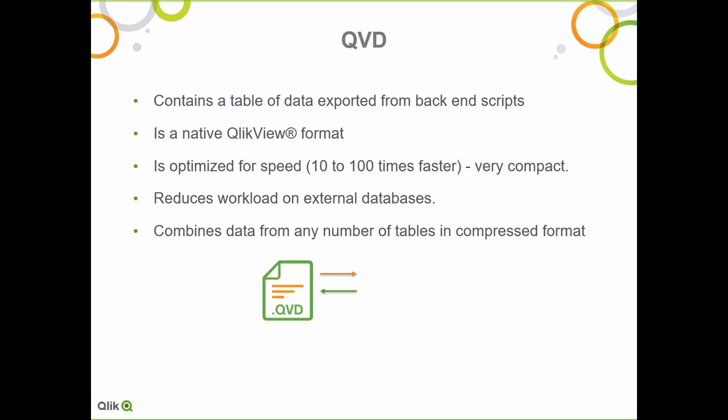QVD is another special type of file extension. QVDs are very important to use because they help to load the data much faster than other data files. They basically contain one table of data that's exported from backend scripts, and it's a native QlikView format, so they're created by QlikView and can only be opened by QlikView. Fortunately for us, our backend is the technology from QlikView for the advanced reporting tool. So it allows us to use QVDs to load up data very quickly.